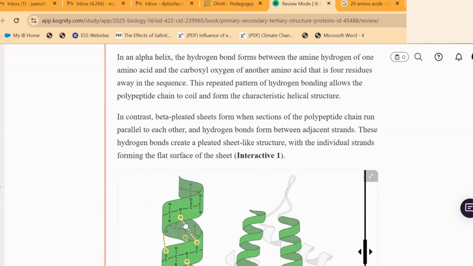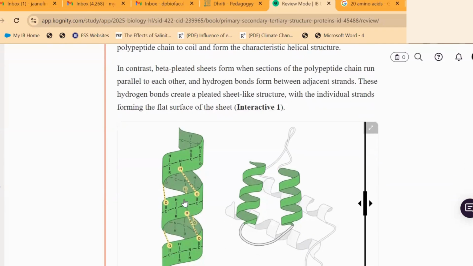So alpha helix. Helix is the twist, like a DNA structure, right? And this alpha helix, you can see being formed between the hydrogen atom of the amine group and the oxygen atom of the carboxyl group. So this is one amino acid and this is another amino acid. Since that bond is being repeated throughout, it happens to have a coil-like structure. That is alpha helix. So this is how you write the explanation in the examination for the extended response also.